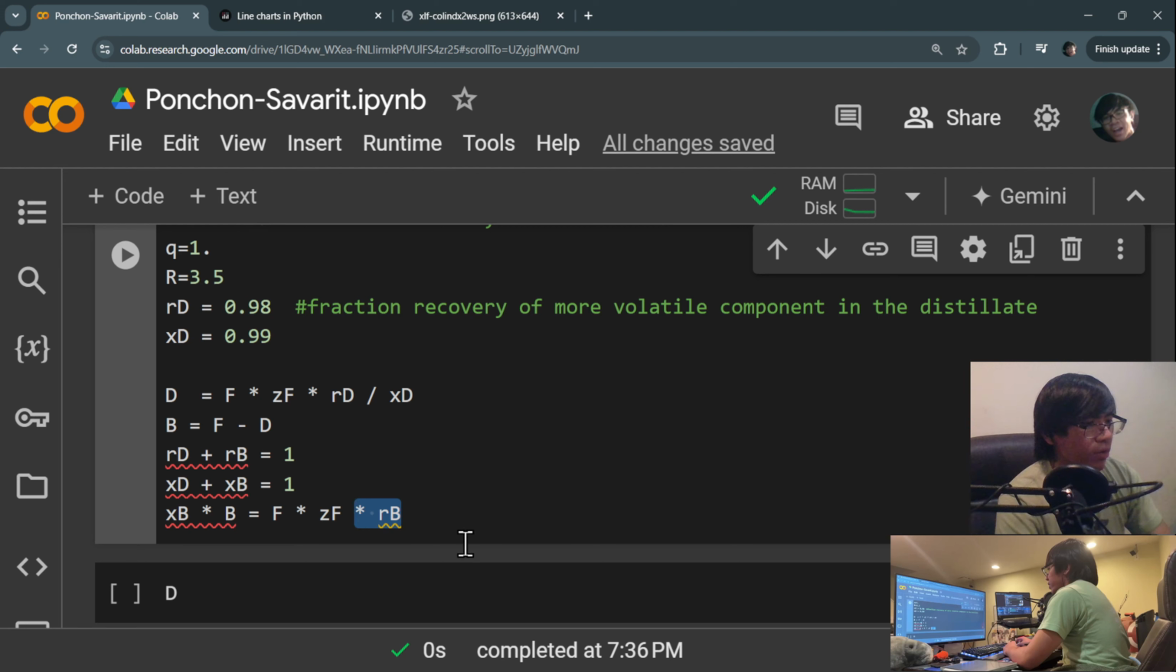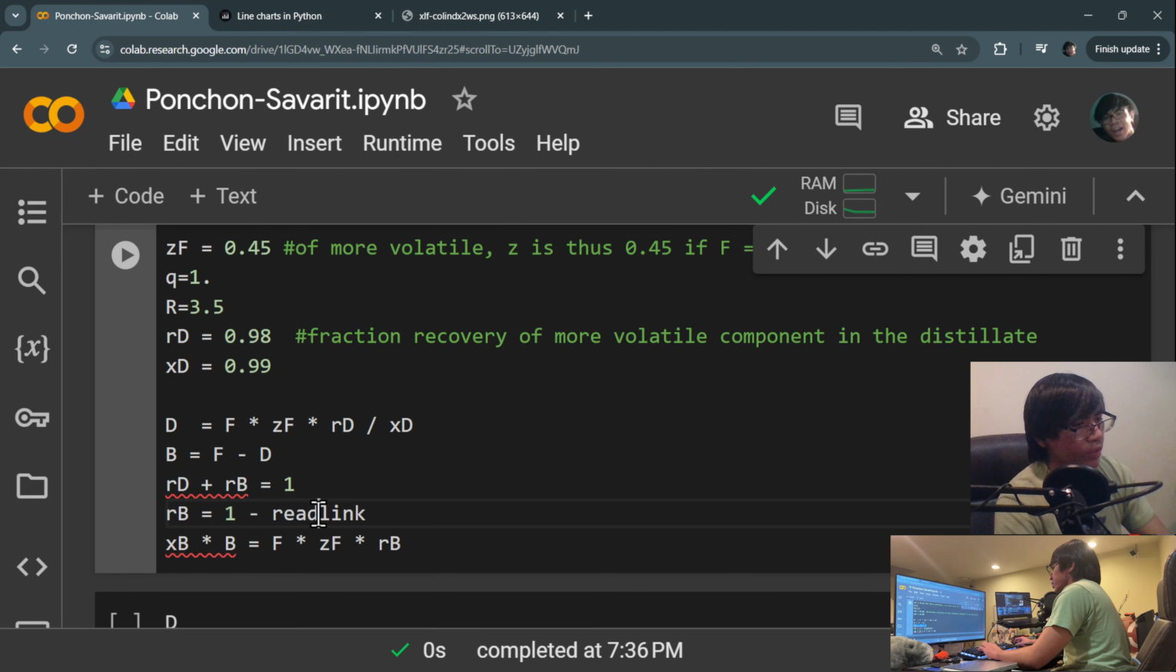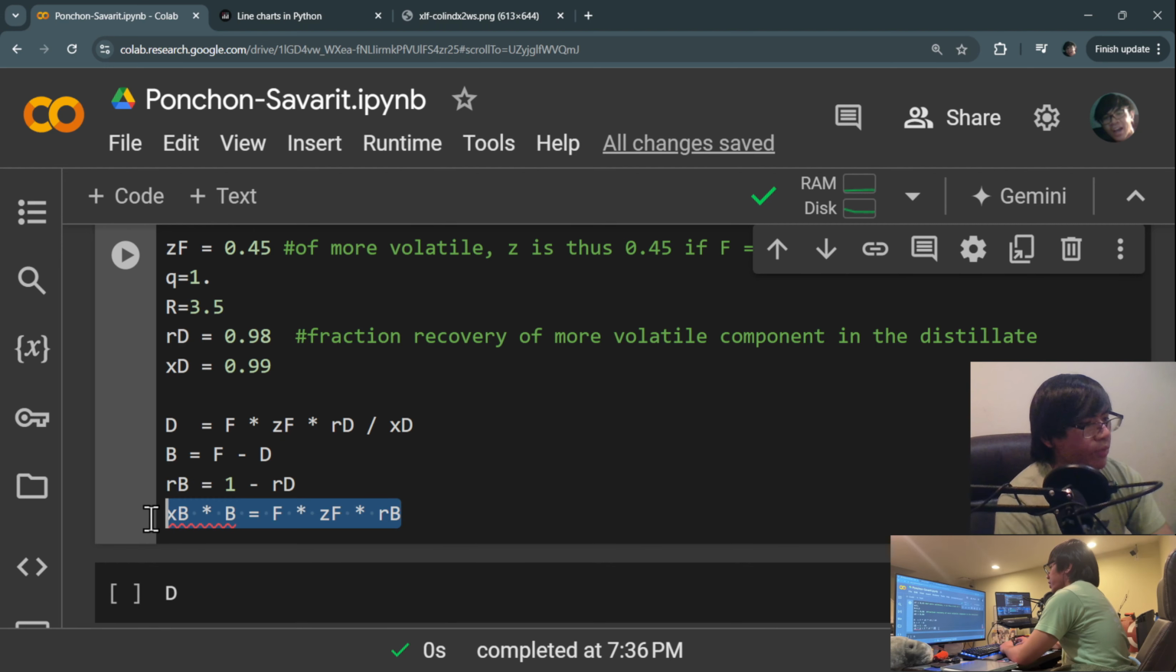So let's define our recovery of the bottoms. If I want the recovery of the bottoms, I would subtract from 1 our recovery of the distillate, RD. Okay, I can delete that. And now we have everything defined here.